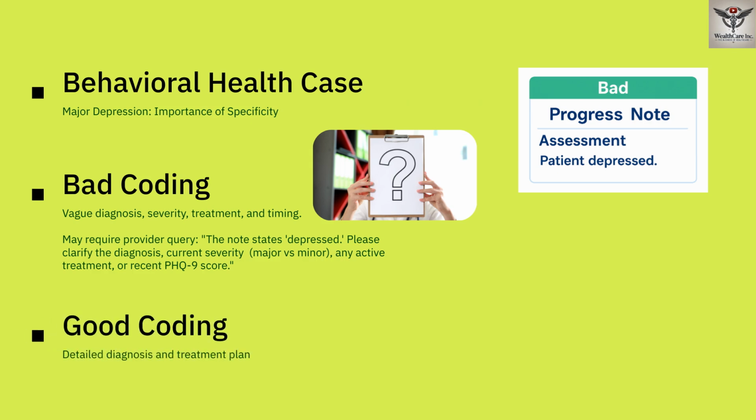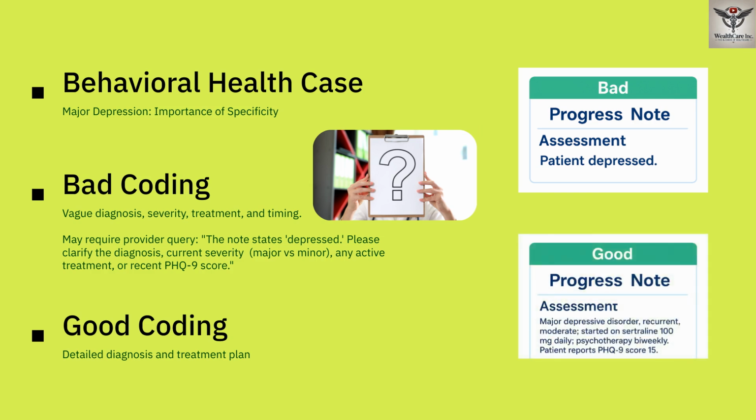We want the note to state something like major depressive disorder, recurrent moderate. Started sertraline 100 mg on March 12, 2025. Psychotherapy biweekly. PHQ-9 score was 15. Follow-up in 2 weeks. That one line gives you everything you need: a specific ICD-10, severity, active treatment, an objective score, dates, and follow-up.